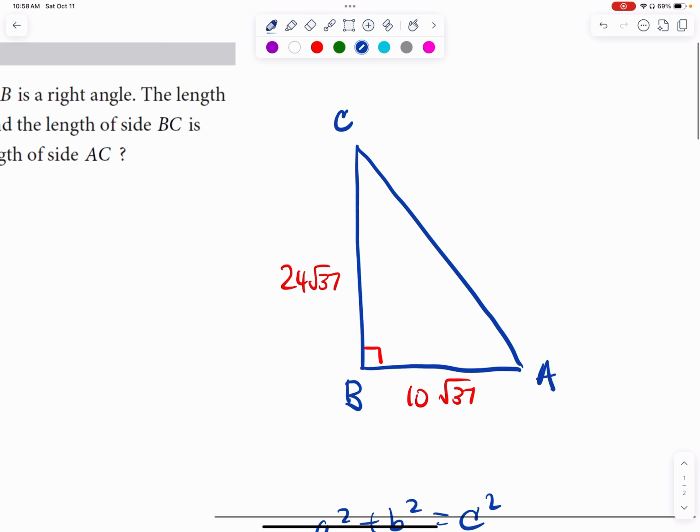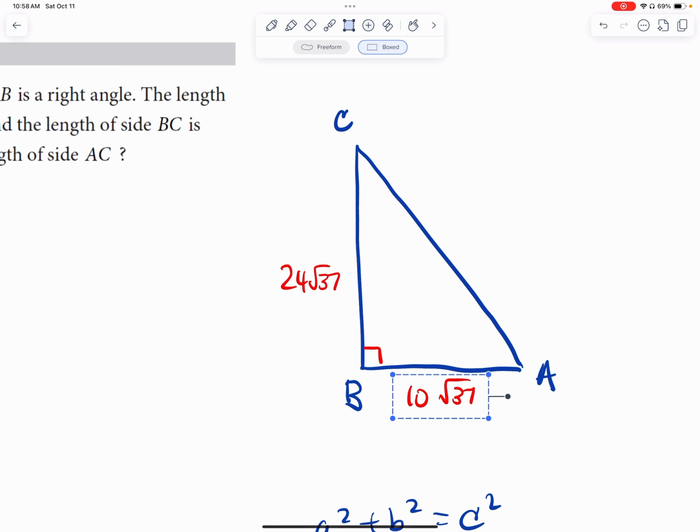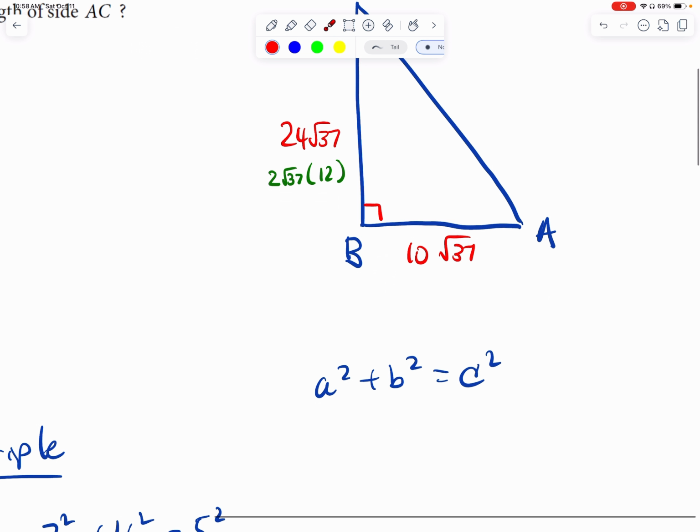Here, let me show you. What I want to do is check to see what the common factor is between these two things. Obviously, I can see that they both have a square root of 37 in them. Not only that, they're both even as far as the coefficients. So really it's 2 square root 37, and this one is being multiplied times 12, right? Because 2 times 12 is 24. And down here at the bottom, we have 2 square root 37, and this one's being multiplied times 5, because again, 2 times 5 is equal to this 10.